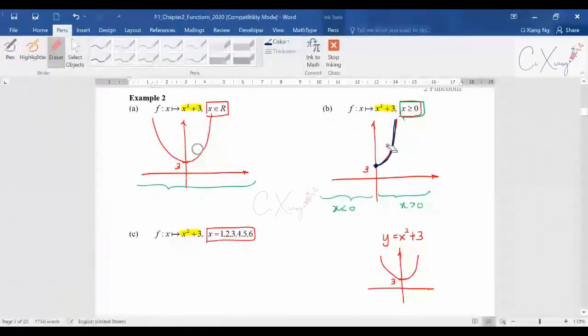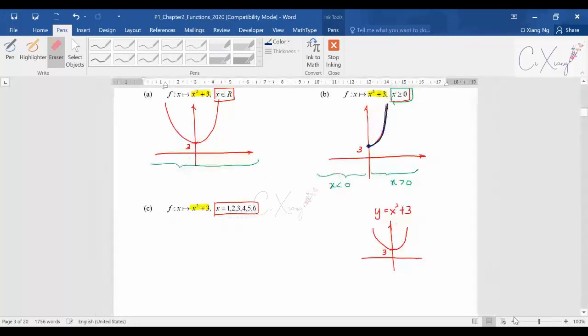Please compare part A and part B. You can see that the domains are different. Therefore, the final graphs that you draw are different also. Part A is a U-shape, part B is not a U-shape, it is only half of the U-shape. So you can see that the domain affects the shape of your graph, although the expression is the same. I hope that you can understand this part. Then how about part C?